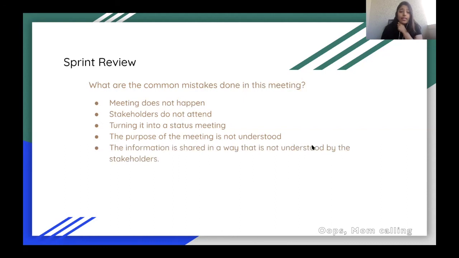Now, the information that is shared in this meeting is sometimes not really understood by the stakeholders. And this could be because it is very, very technical. So just make sure you know who your stakeholders are and you prepare something that they understand.